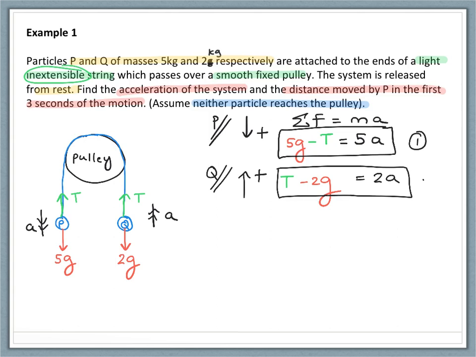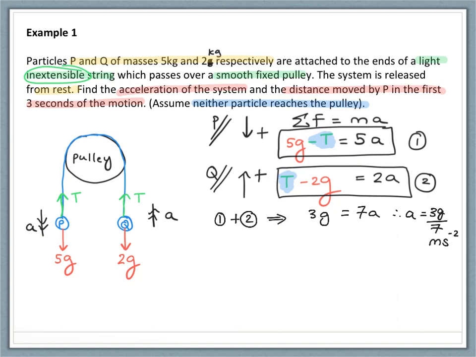Now, we can clearly see we have a pair of simultaneous equations, and like we've done previously, we have a negative T and a positive T, so the simplest way of solving these is to add them together. So equation 1 plus equation 2 gives us 3g equals 7a, and therefore the acceleration is equal to 3g over 7 meters per second squared, and we can leave this in terms of g.